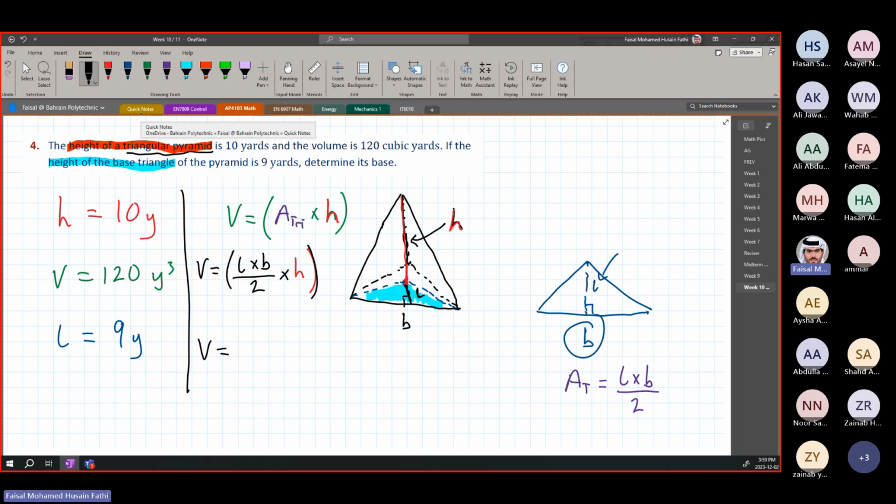Sorry, there's one step missing. We're talking about a pyramid, so we have to multiply all of this by 1 over 3, because we're talking about a pyramid shape and not a triangular prism. So the volume is 1 over 3 times the half, which simplifies to 1 over 6 times length times base times the red height.